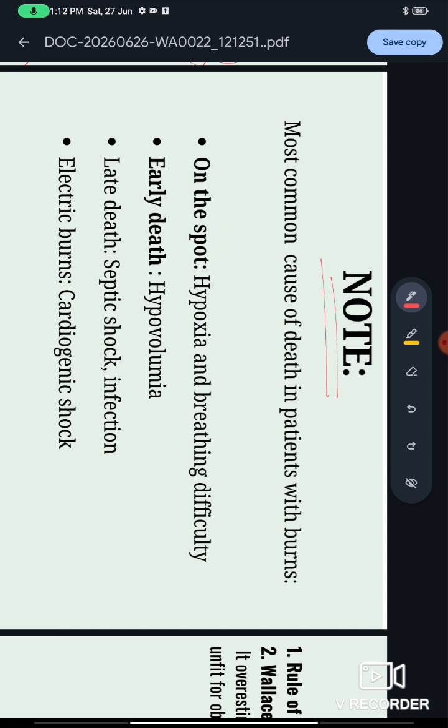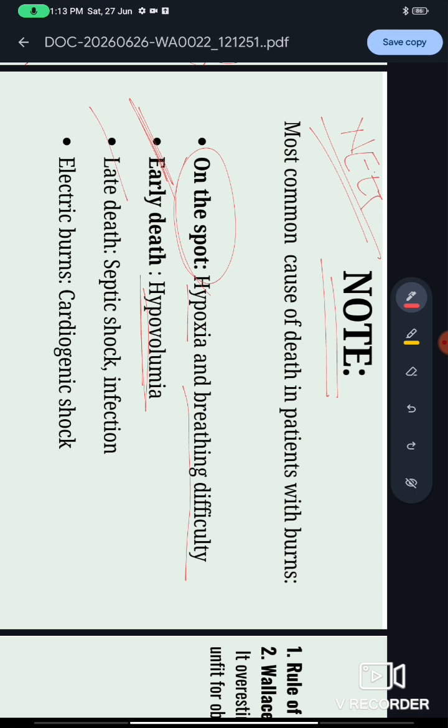Most common causes of death. This is very, very important for NEET. Very, very important. You cannot afford to skip this. Most common cause of death on the spot before bringing to the hospital, it is hypoxia or breathing difficulty. Most common cause of early death is due to hypovolemia, circulatory collapse, circulatory failure.